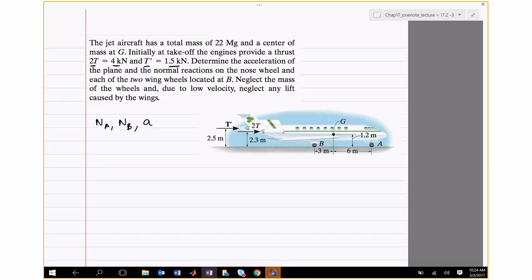Since we are asked to find forces, this is a kinetics problem. We need to invoke F equals ma. The reason why it's a rigid body problem and not a particle problem is because the plane has distinct points at which the force acts. For a particle, we don't really care where the force acts, because we consider the thing to be a point mass. So this is a chapter 17 problem and requires us to invoke the three formulas, if needed. So, equations of motion.